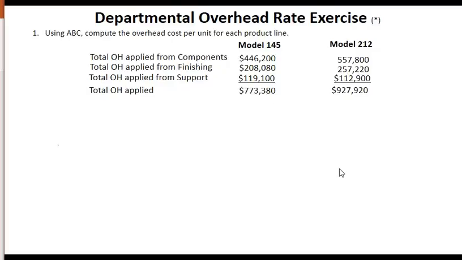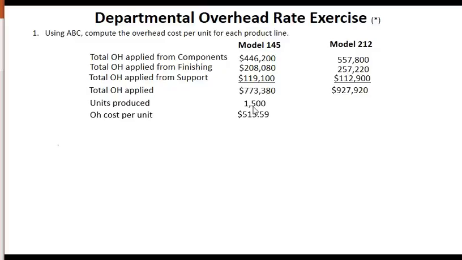Okay, now that we've assigned the overhead from each of the individual departments based upon individual cost drivers and the individual activities for each of those cost drivers, we can take a look at the overhead cost assigned to model 145 and the overhead cost assigned to model 212. So now we know the cost applied to both product lines.